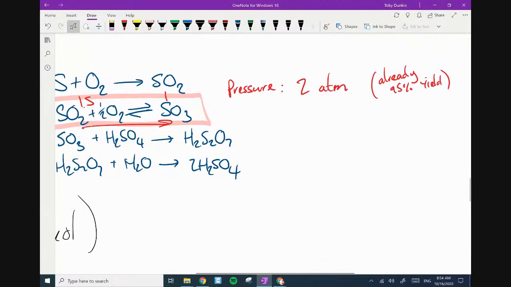Next, temperature. Temperature is 300 degrees Celsius, I believe.